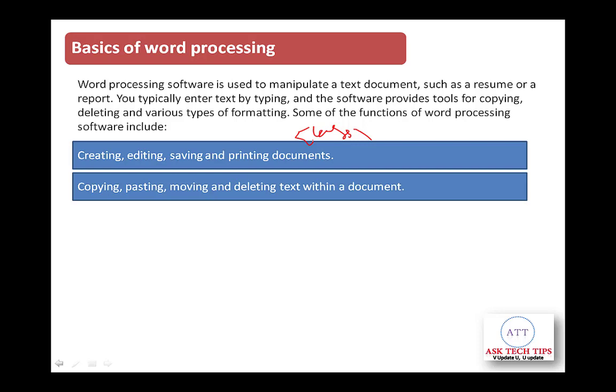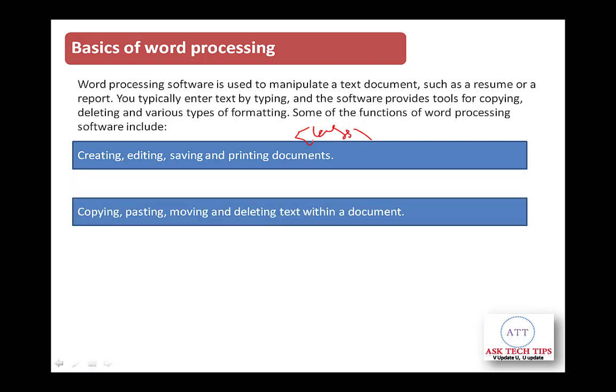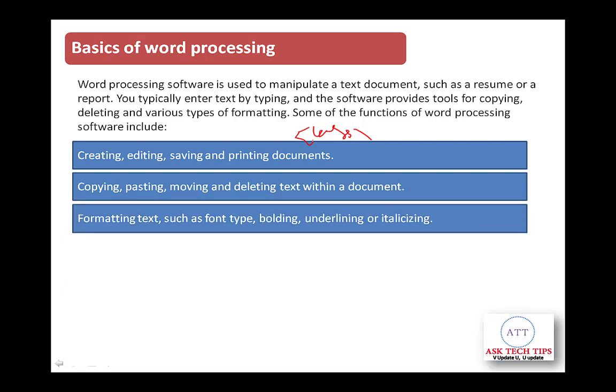And deleting the text within the document. For example, if any text is spelled wrong within the document and you want to delete that particular text, just select the text with the help of the mouse or the cursor keys, and choose the option delete.